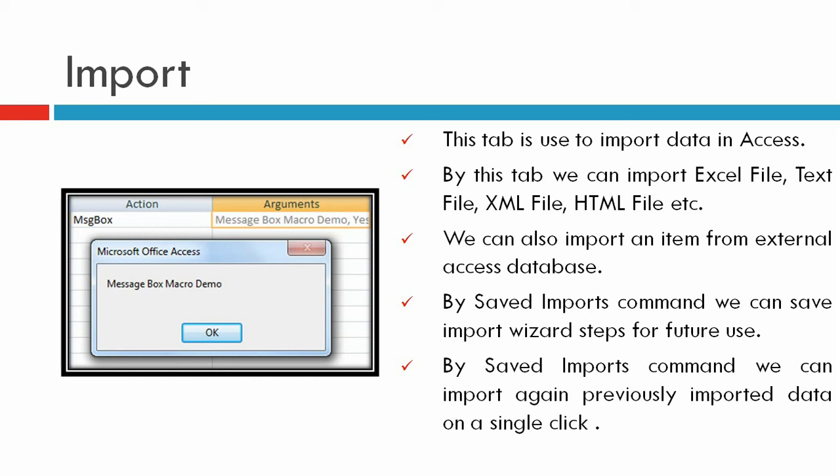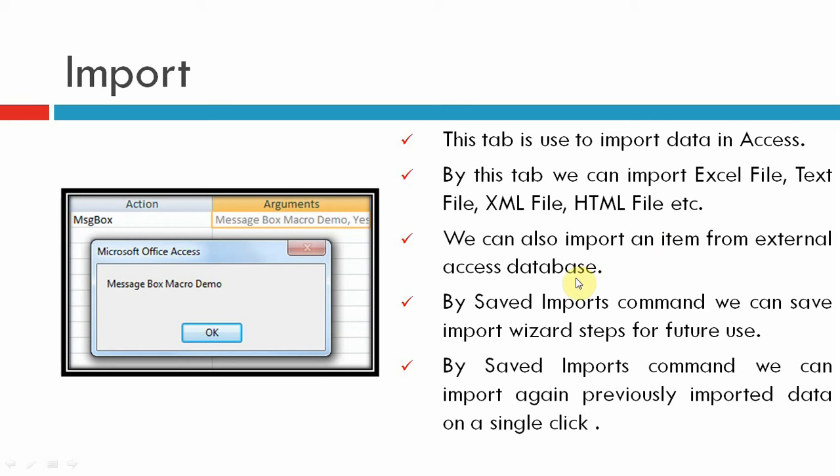Today we will learn about the import feature. The Import command is present in the Import tab of MS Access. This tab is used to import data into Access. By this tab we can import Excel files, text files, XML files, HTML files and many other formats that it supports. We can also import an item from an external Access database.